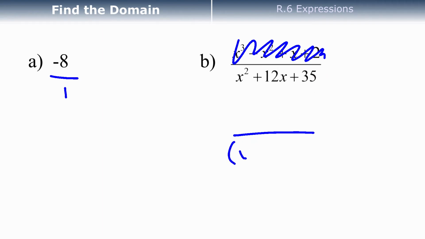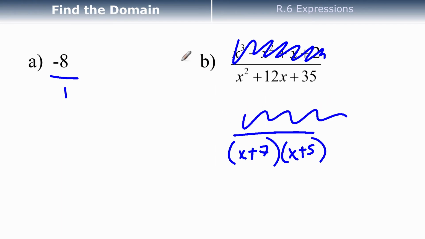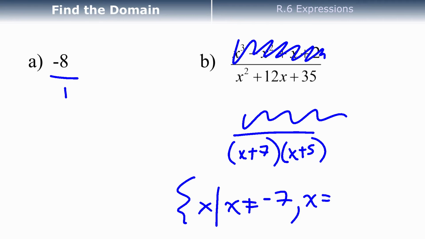7 and 5, I think. So x plus 7 and x plus 5, and then whatever was up top there. So for the domain, I can use any x's I want here as long as it's not equal to negative 7 and it's not equal to negative 5. Plug in any x you want there, just don't plug in negative 7 and negative 5. Because if you do, you get a 0 on the bottom of a fraction, and that's undefined.